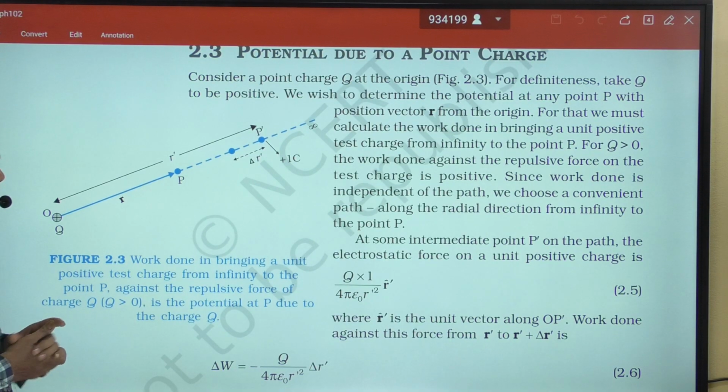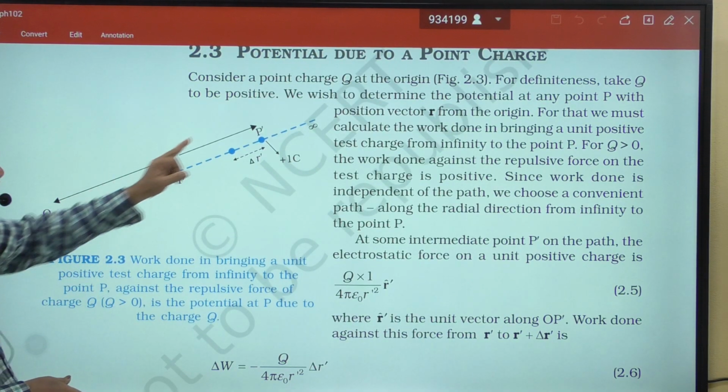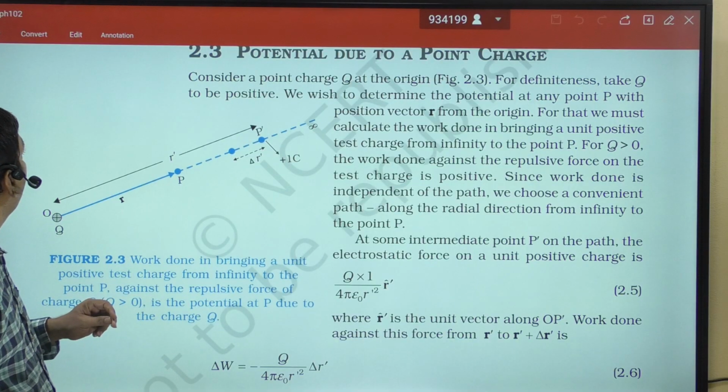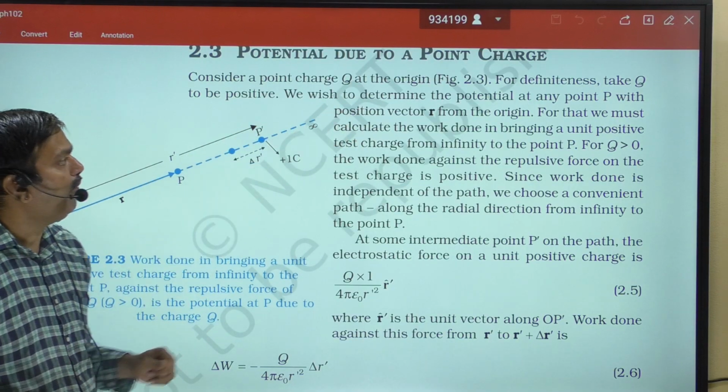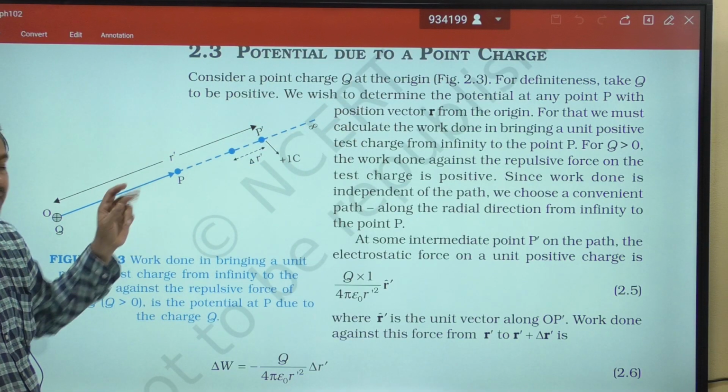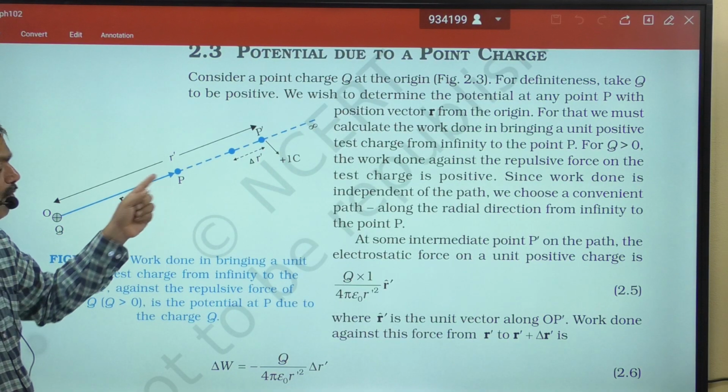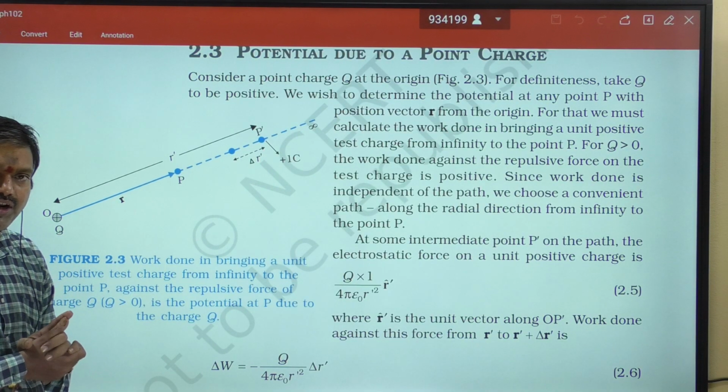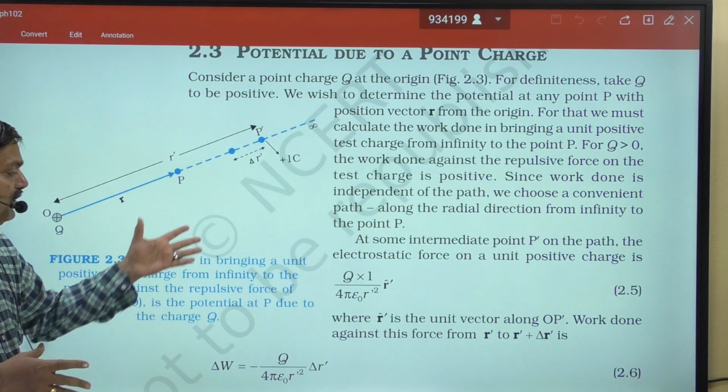What is the charge we are given here? The charge given here is a point charge. Fine. So because of this point charge, when you want to calculate electric potential at this particular point, let us see once how that derivation has to be done.